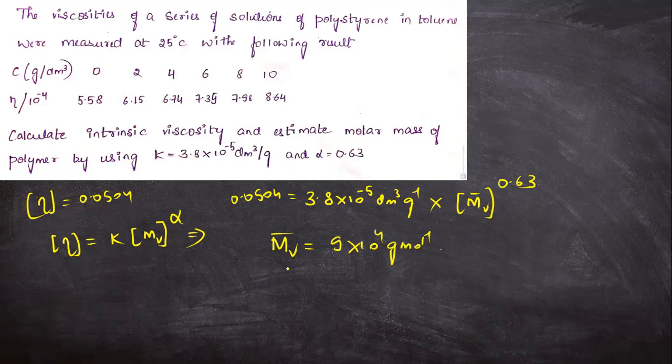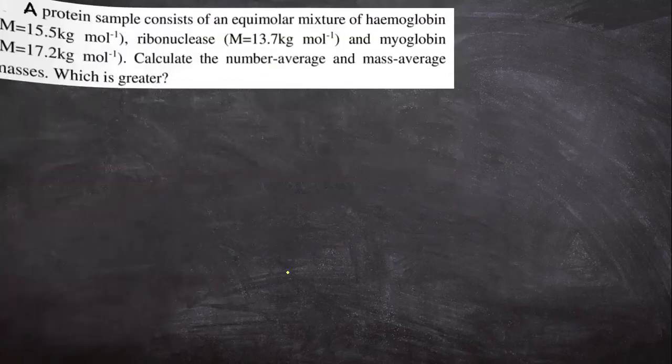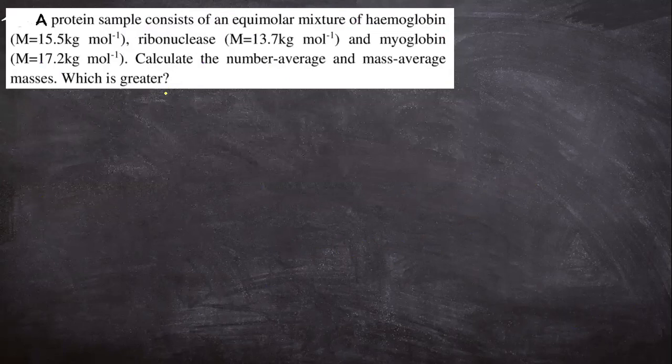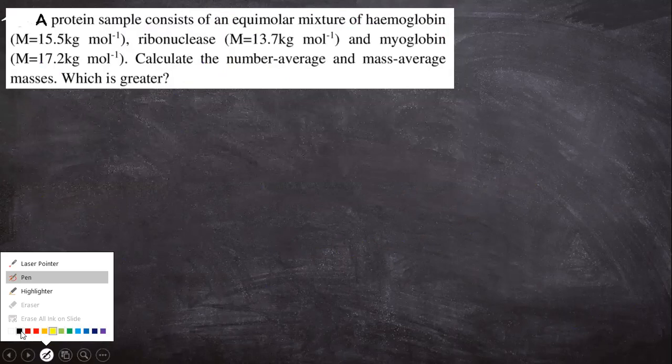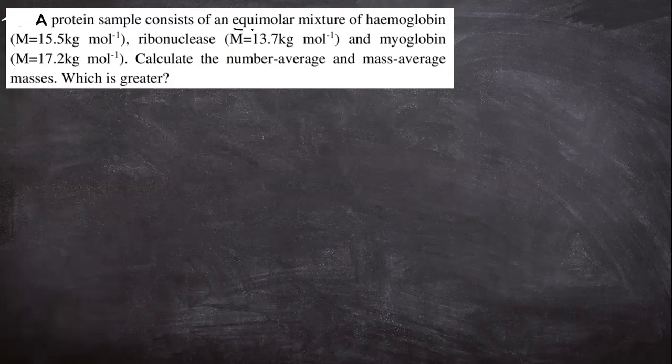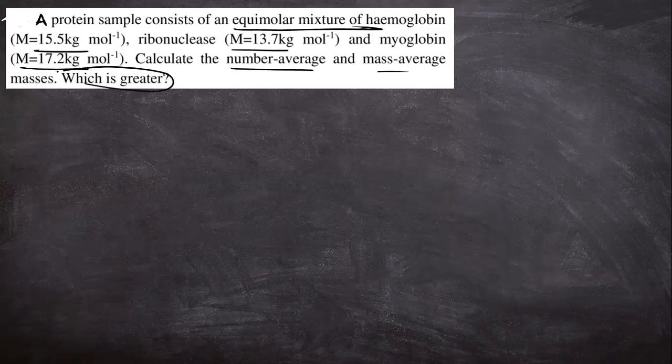Okay. So let's go on to the next question. A protein sample consists of an equimolar mixture. Here they have given equimolar, means number of moles will be the same. Equimolar mixture of hemoglobin, molecular mass they have given, ribonuclease, and myoglobin. So they are asking the number average molecular weight and mass average molecular weight, and which one is greater.